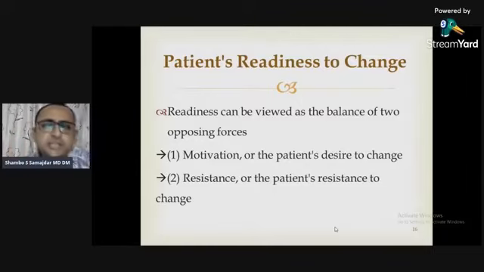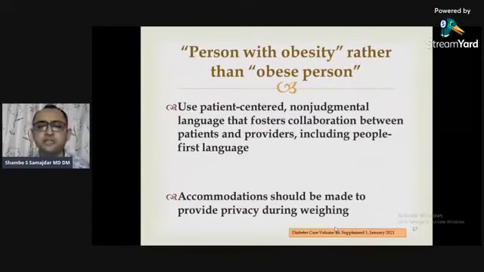So the patient's readiness to change is very important while seeing the patient. Readiness can be viewed as the balance of two opposing forces. Number one, the motivation, or the patient's desire to change, and number two, the patient's resistance to change. And it is very important to recommend that we use the terminology person with obesity rather than the obese person. How we talk with our patient is also very critical. That will define whether the patient will have some resistance or not.